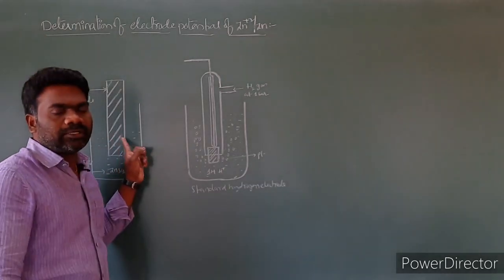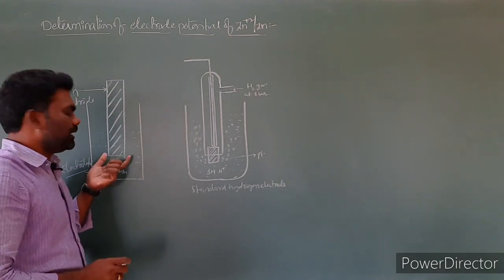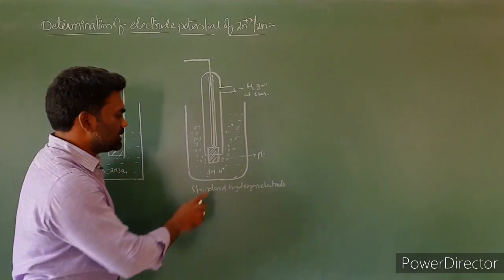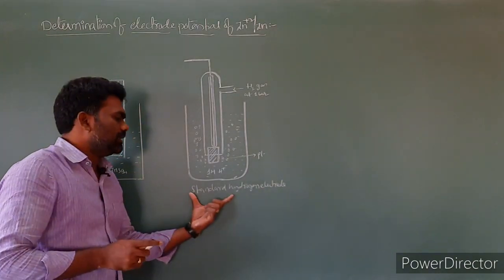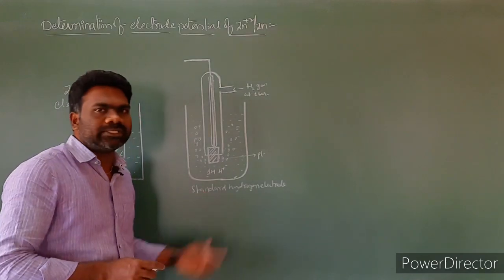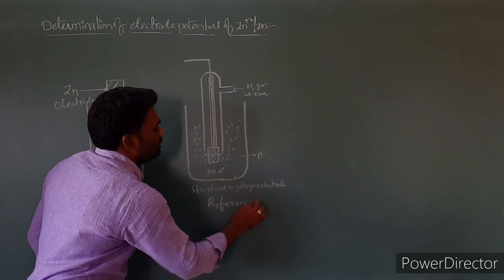We don't know the electrode potential of this zinc rod. We have to find it out. So to find the electrode potential of the zinc rod, we have to take a reference half cell. This reference half cell is none other than the standard hydrogen electrode. The standard hydrogen electrode is a reference half cell.